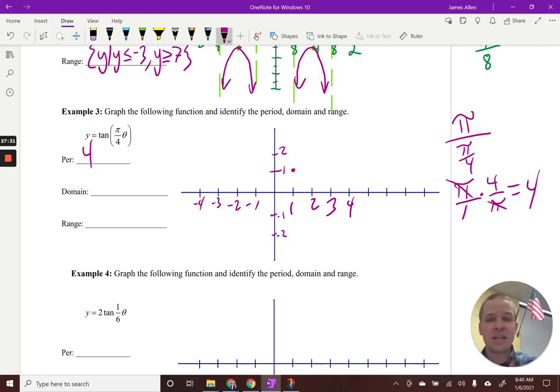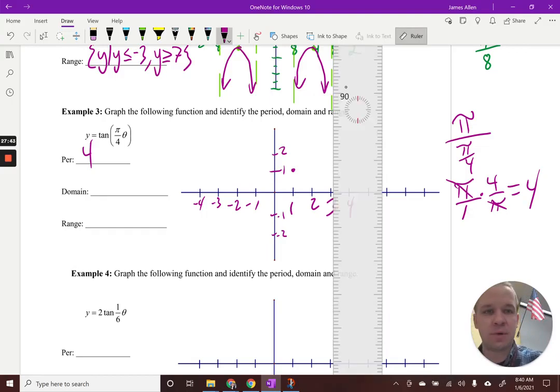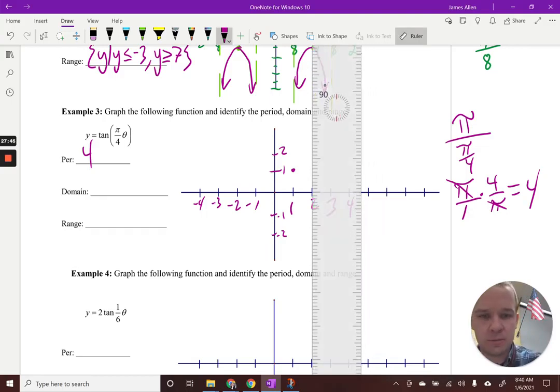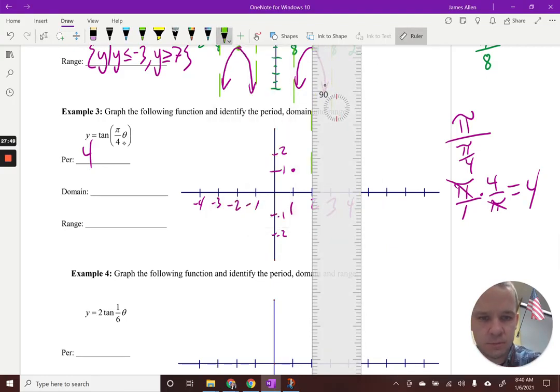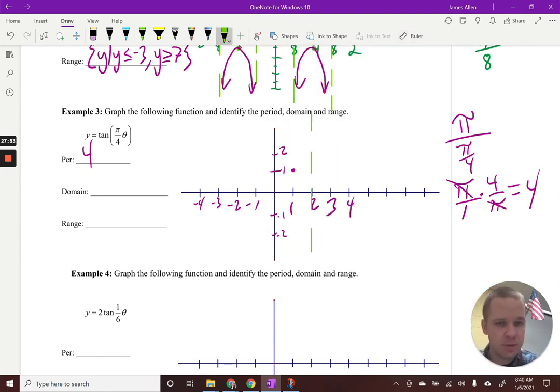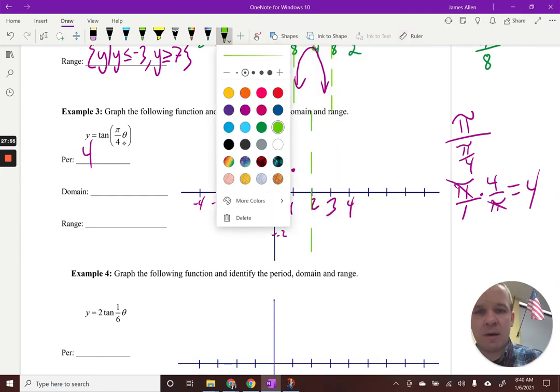Okay, and if I plugged in 2, I'd get 2 pi over 4, which is pi over 2. Ooh. Pi over 2, that's where tangent would be 1 divided by 0, which is undefined. That's where my asymptote goes. All right, let's put an asymptote in. And I'll change colors for that asymptote. Okay. So it's starting to take shape.